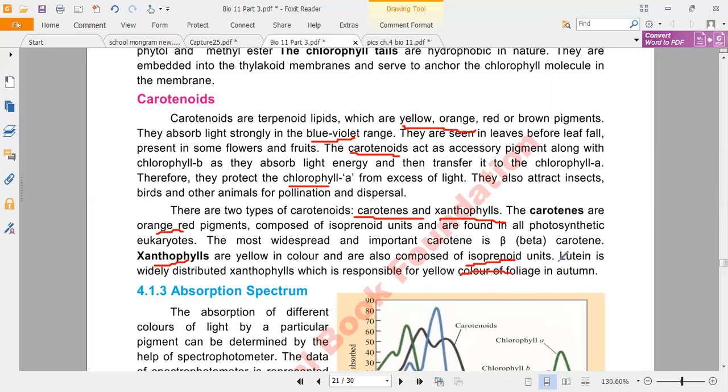A very important xanthophyll is lutein. Lutein comes from the Latin word luteus, which means yellow. So it has yellow pigments, and it is mostly found in leafy vegetables. As well as among carotenes, beta carotene is a very important carotenoid, which is present mostly in orange to yellow or reddish vegetables and fruits. For example, carrots, which is a very important component.